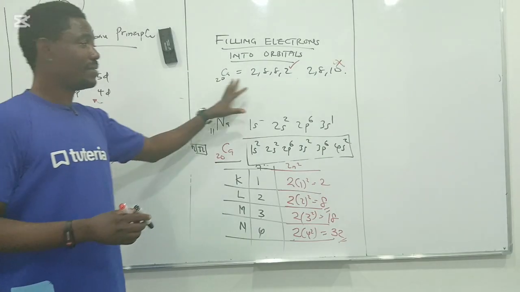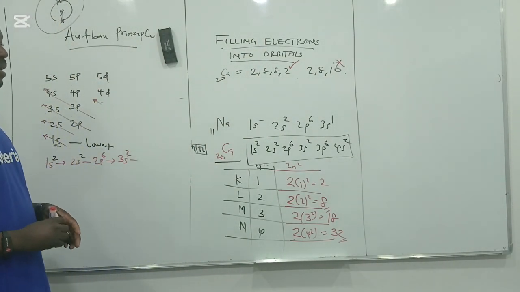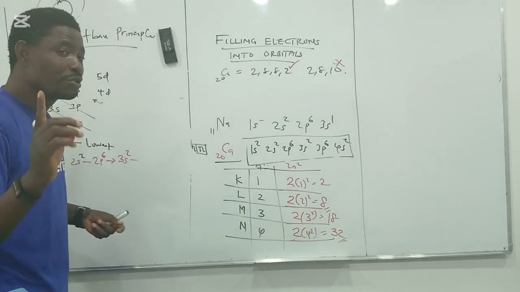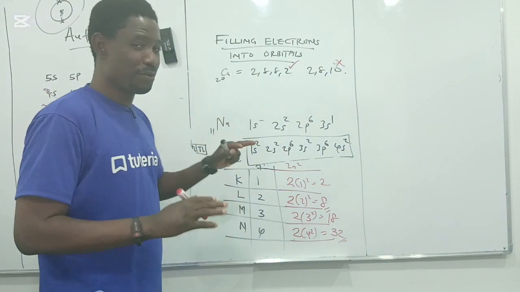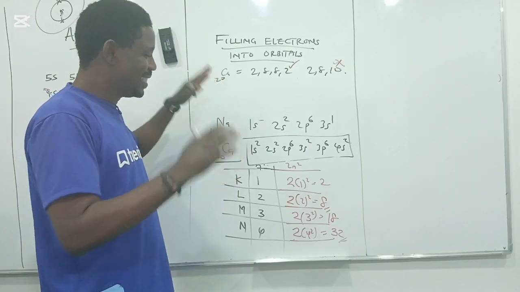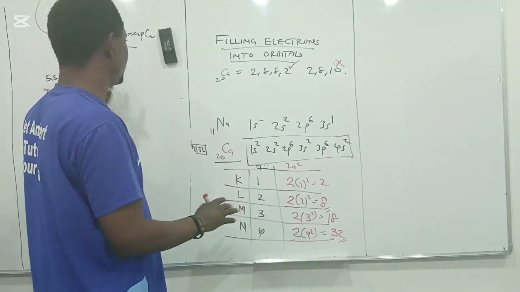We can easily sort this one out in the way we are filling electrons into orbitals. If you want to know whether you really have issues, maybe you don't know, I can give you another question so that you will be in the right perspective while we are working this out using this Aufbau principle.